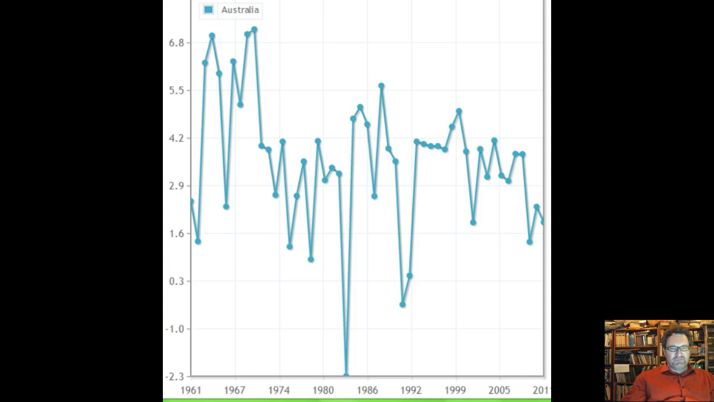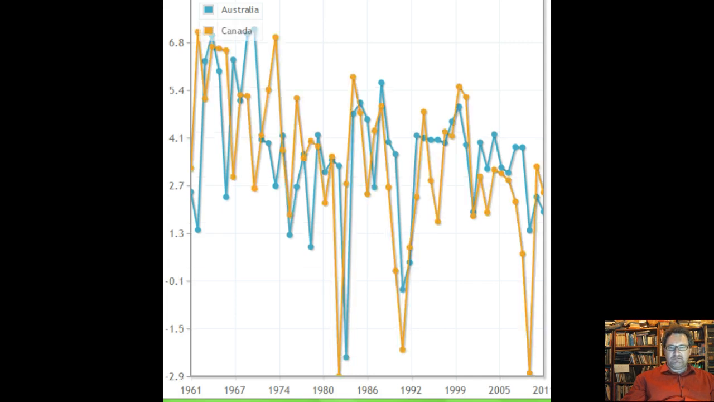A country which is similar to Australia might be Canada. So let's put in Canada's growth rate. Okay, that's not dissimilar to Australia's. You see it has roughly the same sort of patterns.